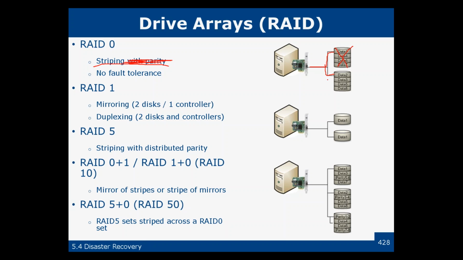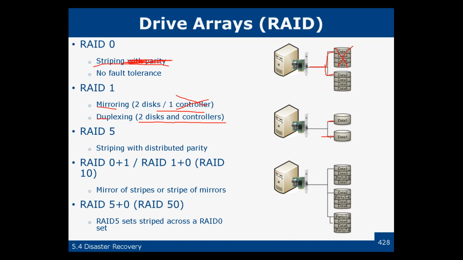RAID 1 is mirroring or duplexing depending on how many controllers that we have. If we have 2 disks and 1 disk controller, then it's called mirroring. If we have 2 disks and 2 disk controllers, it's called duplexing. The duplexing obviously is going to give us a little bit better redundancy because we don't have the single point of failure with the controller. We do simultaneous writes. What we really have is a copy and a backup copy of it, a mirror copy, so that both of them have the same data all the time.